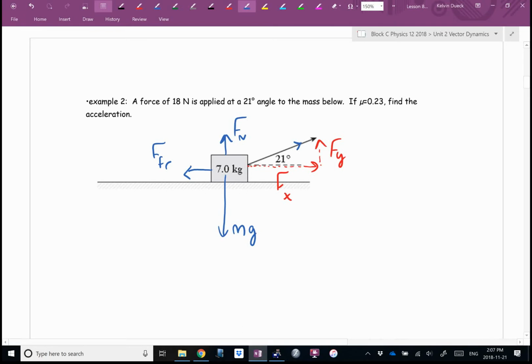Here they want me to find the acceleration, so let's jump right into it. Who's winning? Fx? Who's losing? What's that going to equal? Ma.